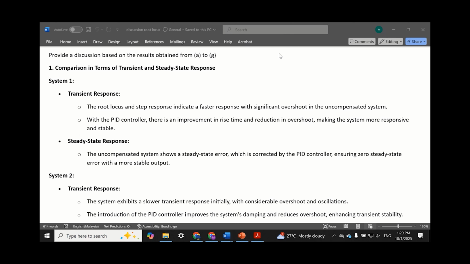So now I will be moving to the discussion. This is the discussion for root locus. For system 1, the root locus and step response indicate a faster response with significant overshoot in the uncompensated system. With the PID controller, there is an improvement in rise time and a reduction in overshoot, making the system more responsive and stable. The uncompensated system shows a steady-state error, which is corrected by the PID controller, ensuring zero steady-state error with a more stable output.